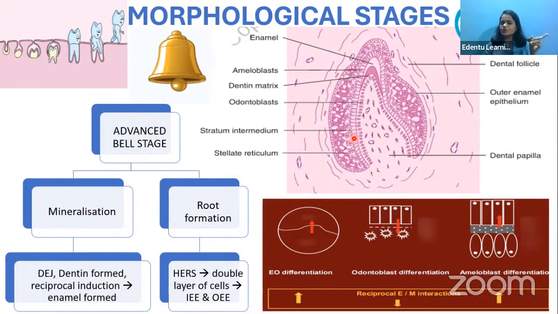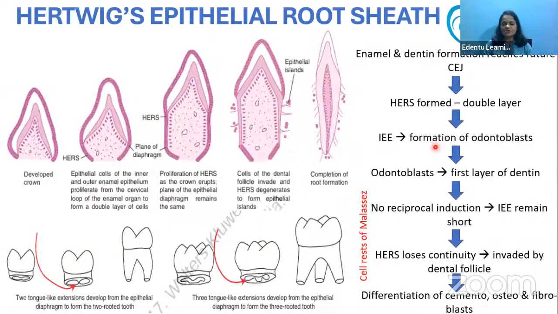In the early bell stage, you will be seeing the reversal of nutrition. In the advanced bell stage, the reciprocal induction. Okay, that term is very important. So the enamel is formed here, the dentine is formed here, and its mineralization is happening. Now next is the root formation. How is this root formation happening? Root formation is a separate mechanism, so we'll see how it is happening.